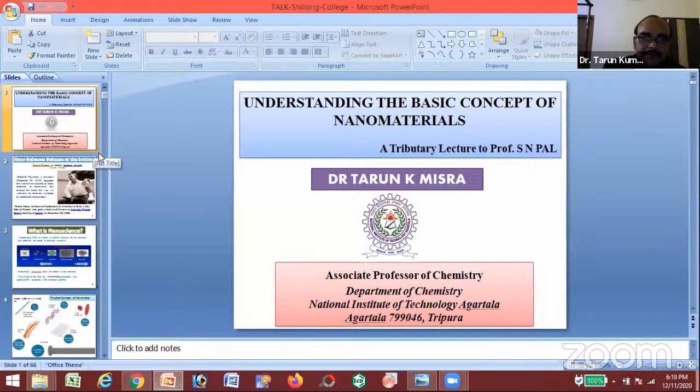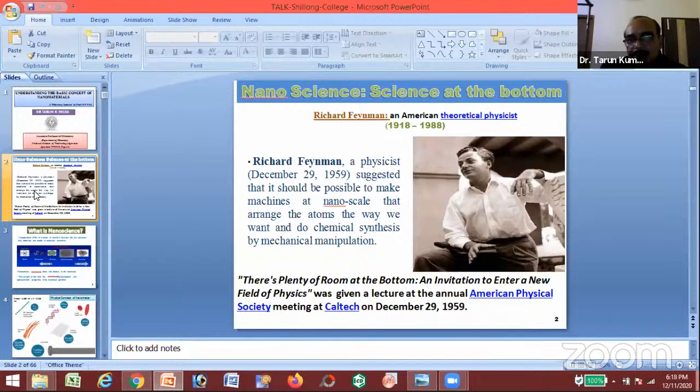Now the next point is about nanomaterials. In the field of nanomaterials, it is the nanoscience. Nanochemistry, nanotechnology, all you can club together to form nanoscience. So before saying something about nanoscience, first of all, we have to mention the name Richard Feynman.